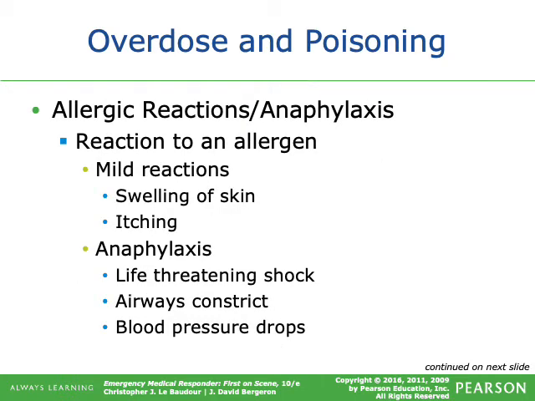Reactions to an allergen. These are going to be mild reactions, swelling of the skin or itching. Somebody that has a more severe reaction, it's called anaphylaxis. This is going to cause life-threatening shock. The airway can constrict and cause obstructions. The blood pressure is also going to drop because of systemic vasodilation.